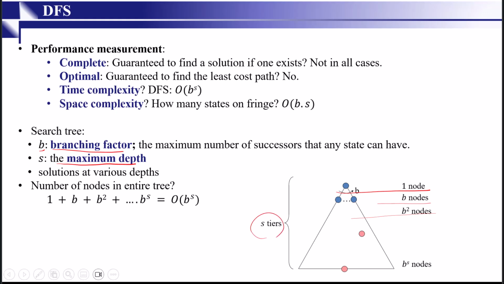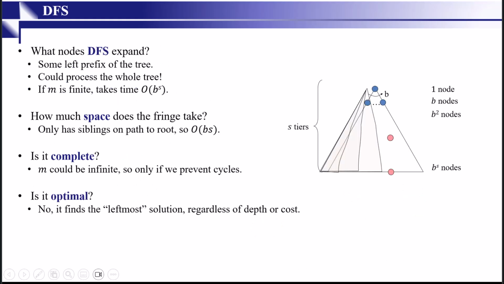So here the total number of nodes in the tree up to depth S is one node, B to the power of 2, up to B to the power of S, so O of B to the power of S. This shows why DFS is very memory efficient compared to BFS, while still potentially requiring exponentially many node expansions to reach a solution. Let's analyze what nodes DFS actually expands and its key properties.